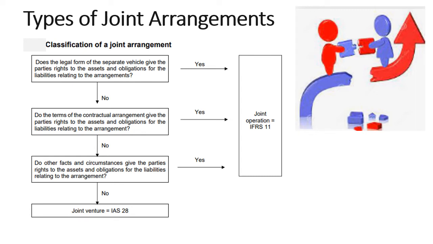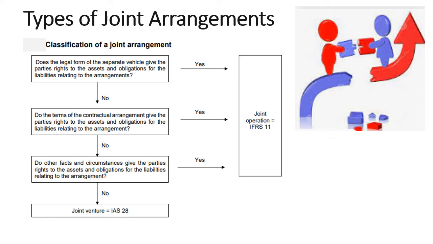I'm sure you'll be able to recognize this diagram from your study guide. This is the 501 study guide. With a joint operation, there is a decision tree that you can use as a guideline. The first indication or the first consideration you should think of is, does the legal form of the separate vehicle give the parties right to the assets and obligations for the liabilities relating to the arrangement? If they do, automatically it is considered as a joint operation.